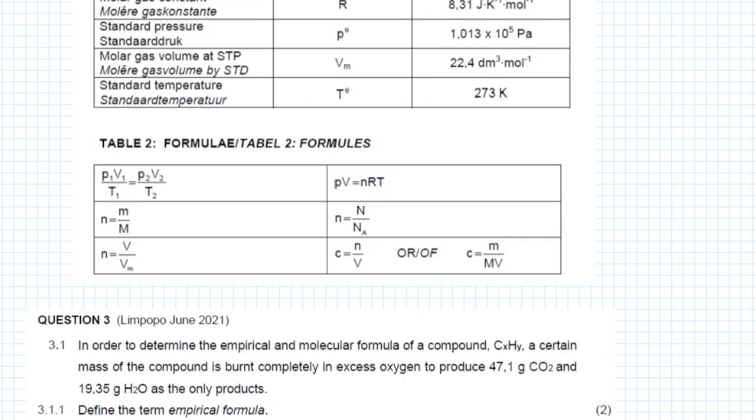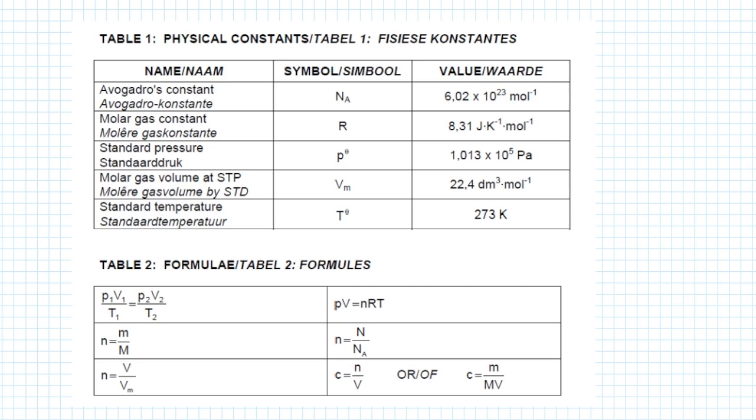Now, before we look at the question, I would like to remind you of the information available to you in your exams. Firstly, we have a table of constants, and in this table, we have Avogadro's number, the molar gas constant, which we actually don't make use of this year, standard pressure, the molar gas volume at STP, this is specifically at STP, and then we have the standard temperature. So this is standard pressure, this is standard temperature at which the molar gas volume will be 22.4 decimeters cubed per mole.